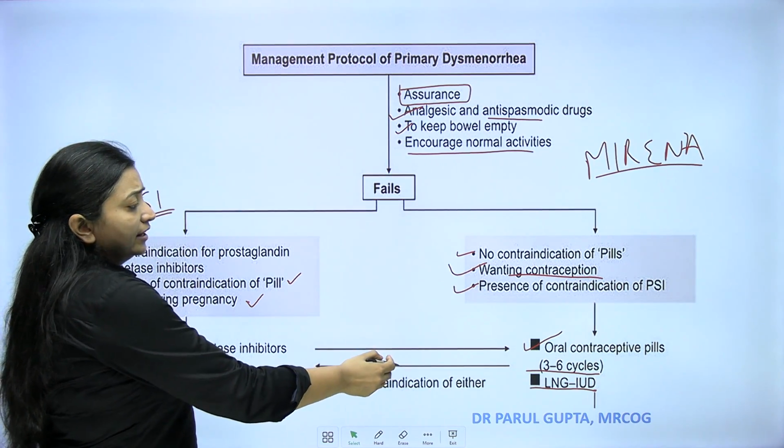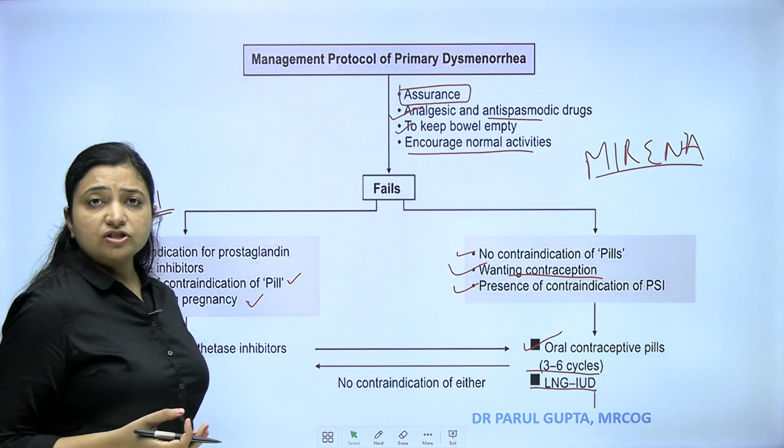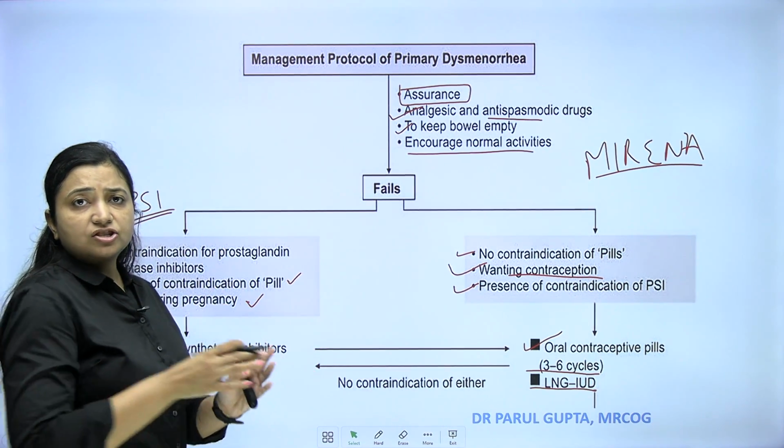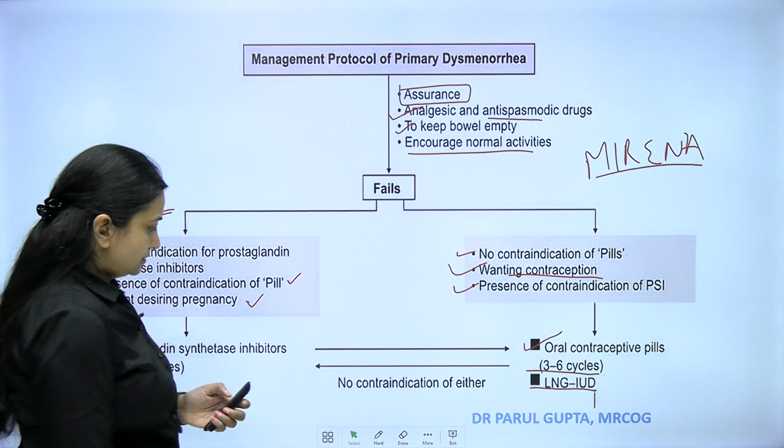So if there is no contraindication to either, you decide based on what the patient wants. She wants pregnancy, go for PSI. She does not want pregnancy, go for OC pills.